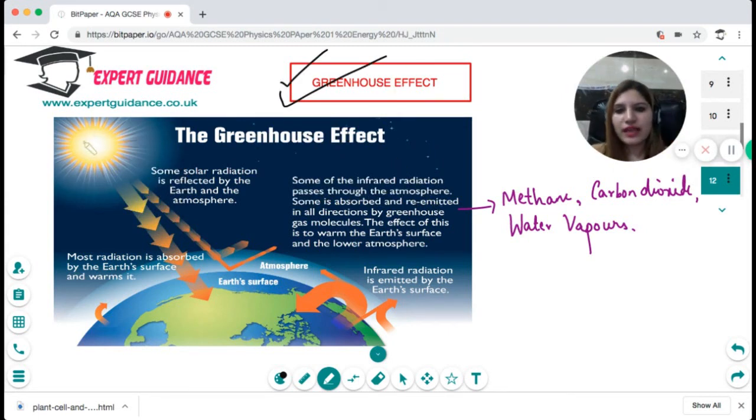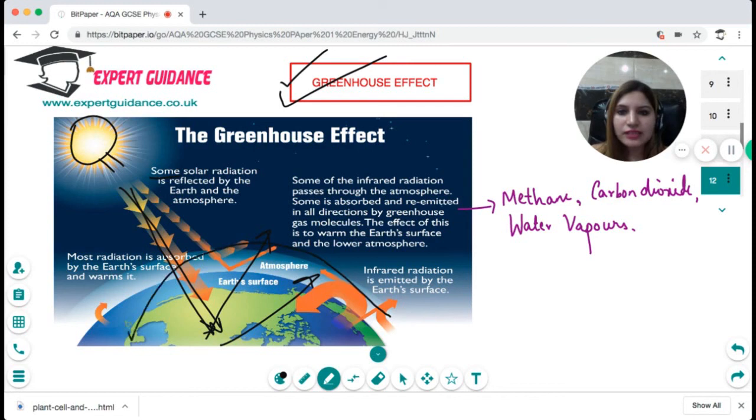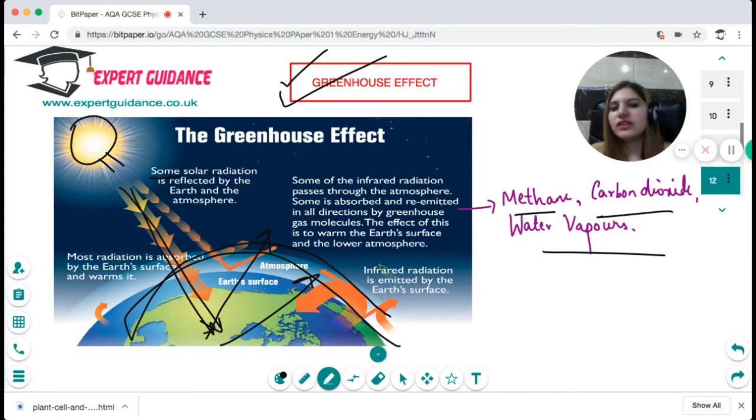Now, what is the greenhouse effect? So, see in this figure what is happening. The sun is sending solar radiation onto the earth's surface. Some of the solar radiation coming onto the earth's surface gets reflected back, right? Now, there is a blanket above the earth's atmosphere made of greenhouse gases, which are methane, carbon dioxide, and water vapor. Some of the infrared radiation passes through the atmosphere, some is absorbed and re-emitted in all directions by greenhouse gas molecules. The effect of this is to warm the earth's surface and lower atmosphere.